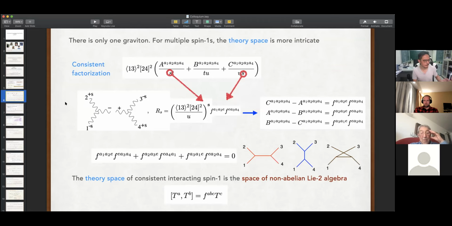Certainly, in the modern language, you can use BCFW recursion, and we can show that if you have a solution to this algebra, then you can iteratively construct all the higher points, and you will always have consistent factorization. Thank you. That was the question.